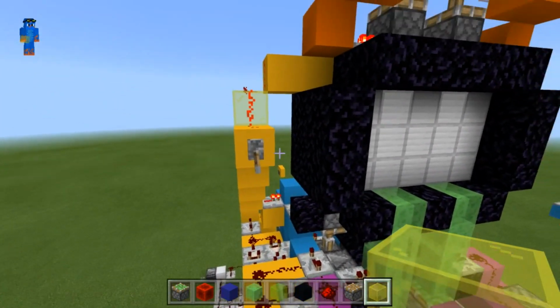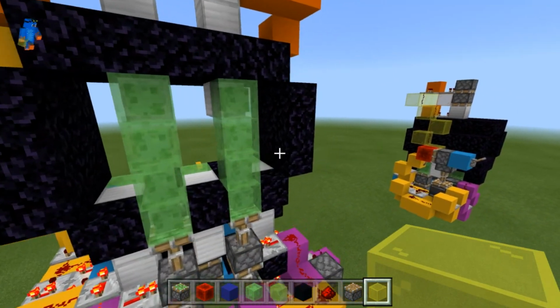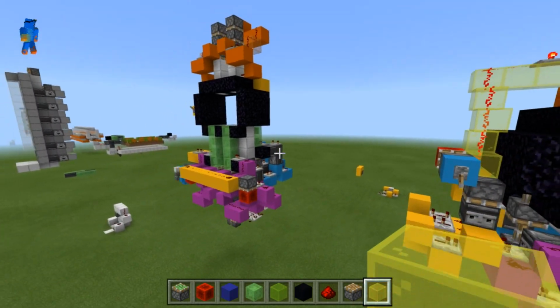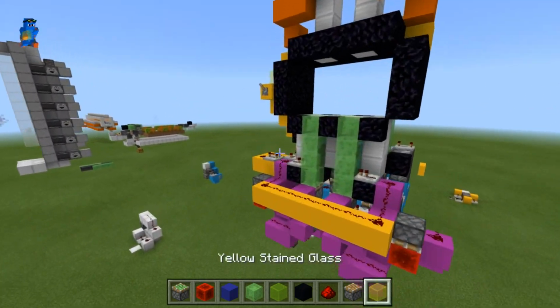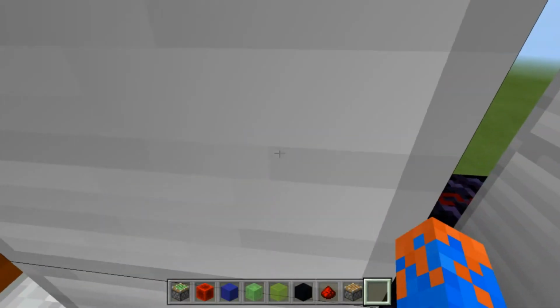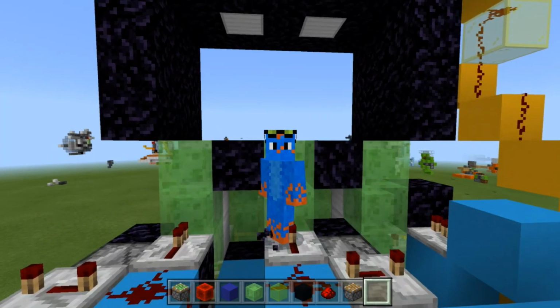But yeah, I really don't know what else to say about this door other than the fact that it cost me about 2 days to make, and I just wasted my entire life on it. Yeah. But anyways, don't mind me wasting my entire life away for absolutely nothing.